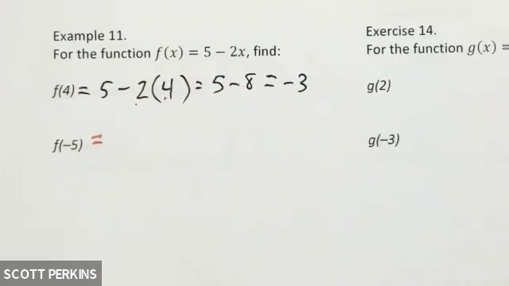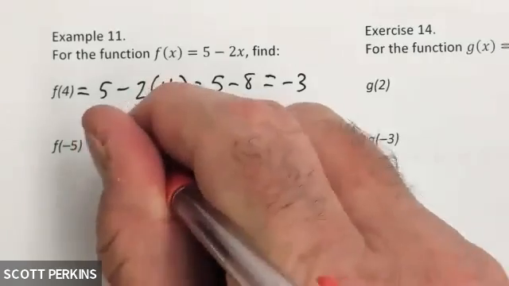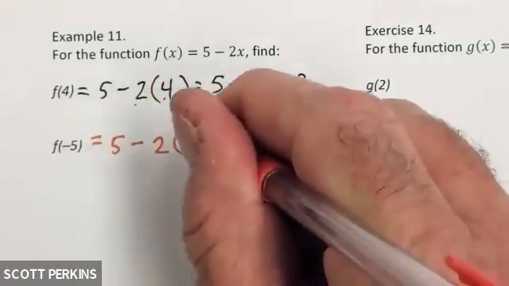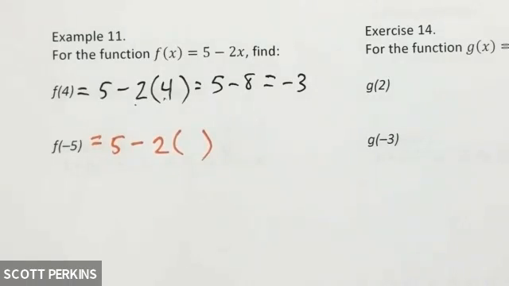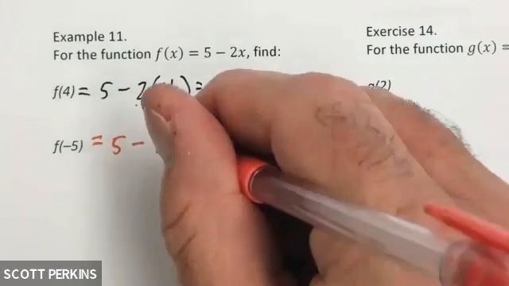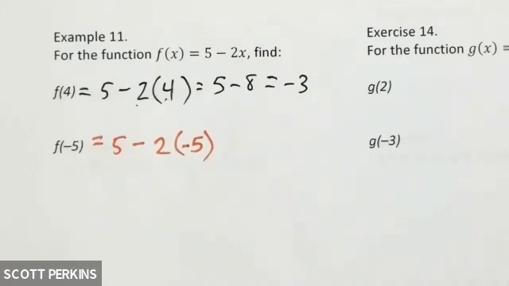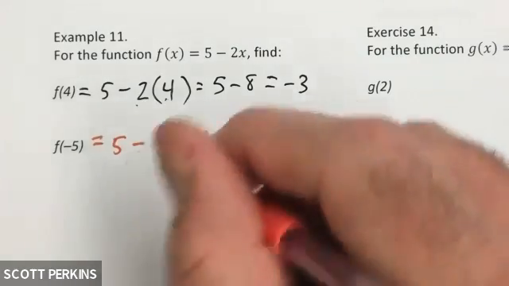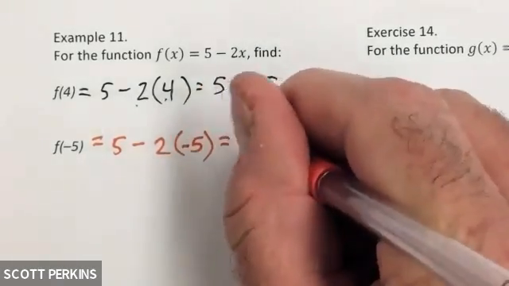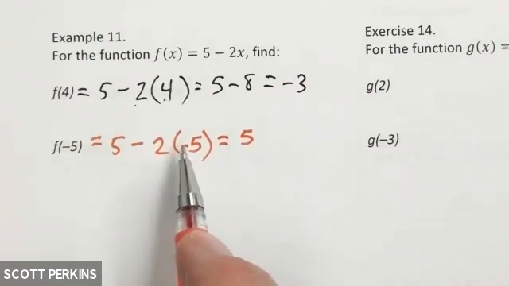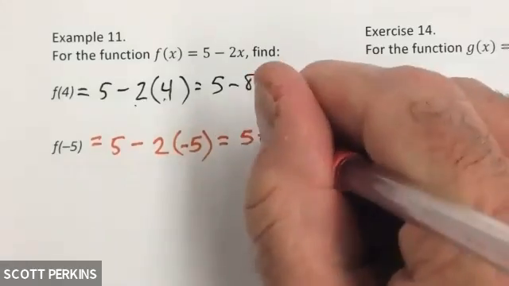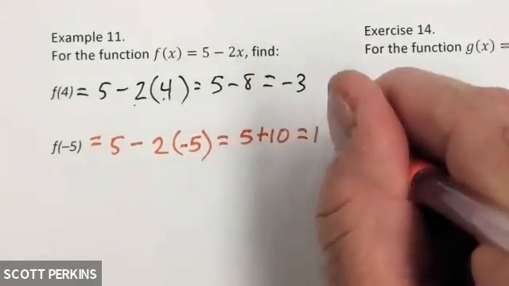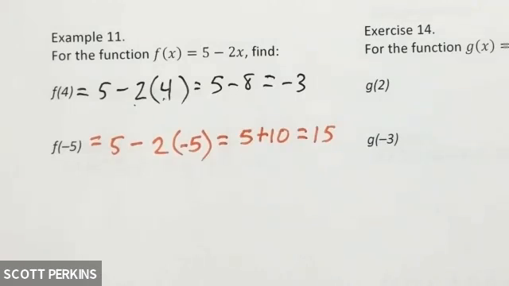First thing I'm going to do is rewrite the function without the x. So I have 5 minus 2x. So 5 minus 2 times some parentheses. And in those parentheses, I'm going to put in the value that I'm evaluating. So that's negative 5. Again, multiplication comes before subtraction. So that is 5. And then negative 2 times negative 5. A negative times a negative is plus 10. And then 5 plus 10 is 15. Anybody get something different? Are we doing okay?